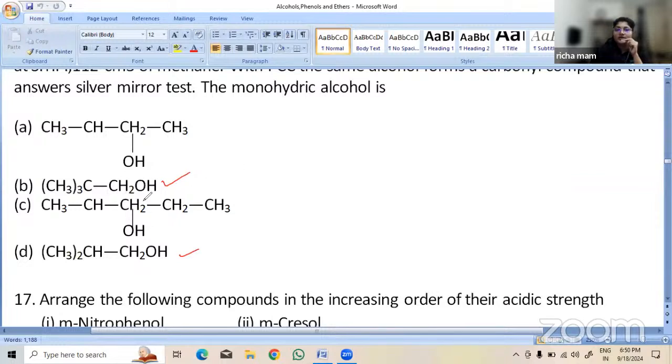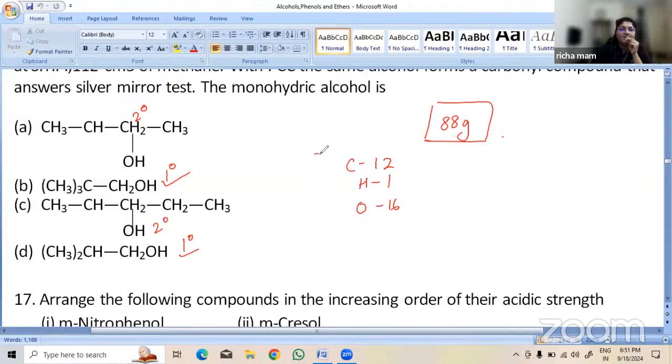Now, this is a primary alcohol. This is a primary alcohol. This is a secondary alcohol. This is a secondary alcohol. But we have found what? The monohydric alcohol mass is 88 grams. So find out among these two which is having 88 mass. Carbon is 12, hydrogen is 1 and oxygen is 16. Put the masses and check which is having 88. So either B or D.